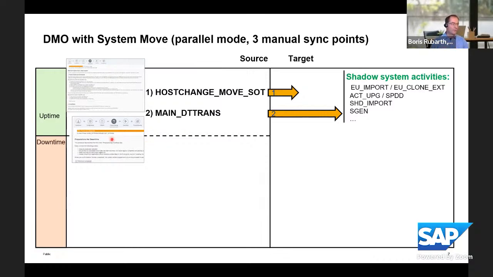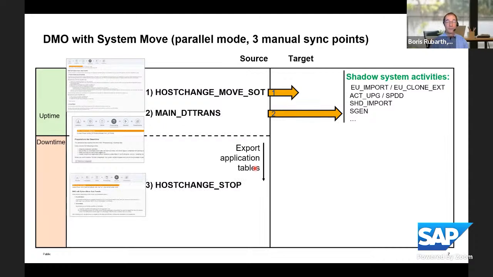Only then you enter the downtime in the source Software Update Manager. That means export of application tables happens. Then the Software Update Manager will tell you at the end, host change stop. I've done everything. Last synchronization point for the team, for the partner, and only then the import into the application table will happen. Again, if we use this script, this continuous synchronization, then even the export in source and the import in target would run in parallel. That would be an even higher synchronization with a lower downtime.